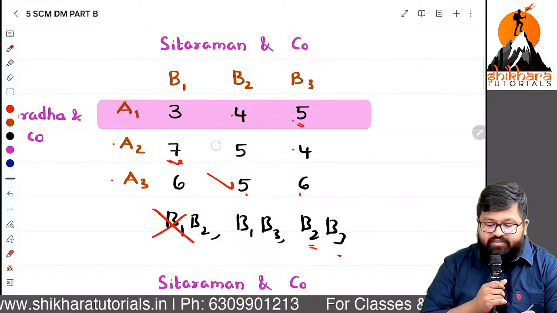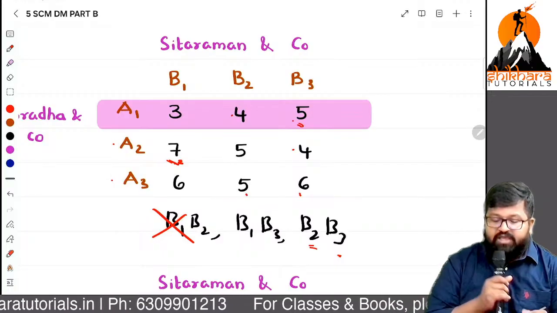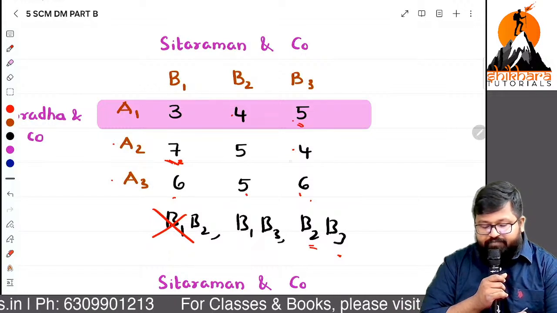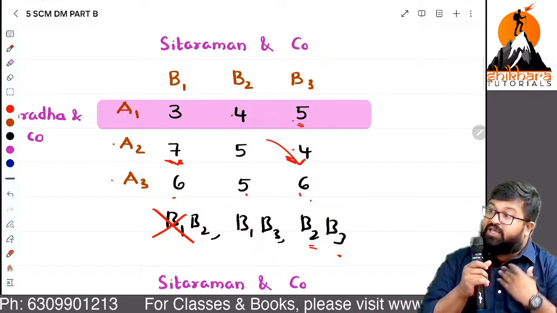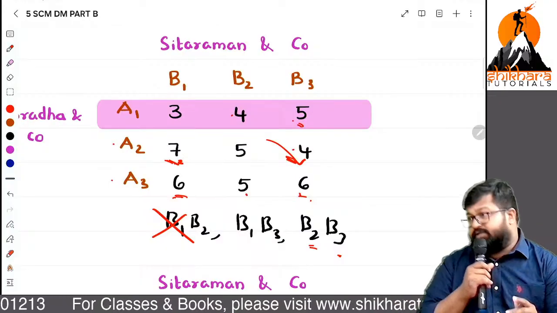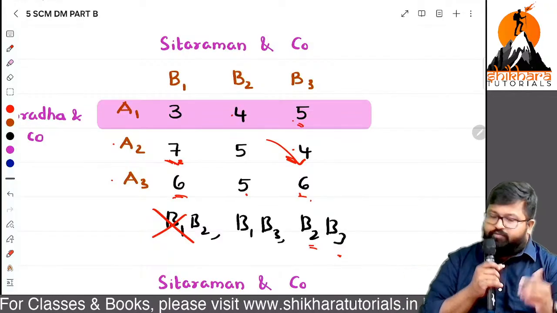Now let us go with the other comparison. What is that other comparison? B1 and B3. If I compare B1 and B3, basically, which is highest? So I'm giving a tick mark. I'll keep that. Okay, it is good for me. And 6 and 6, they are the same. When they are the same, you can give a tick mark to both.